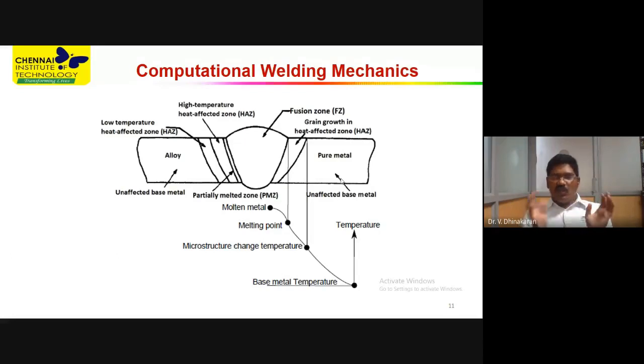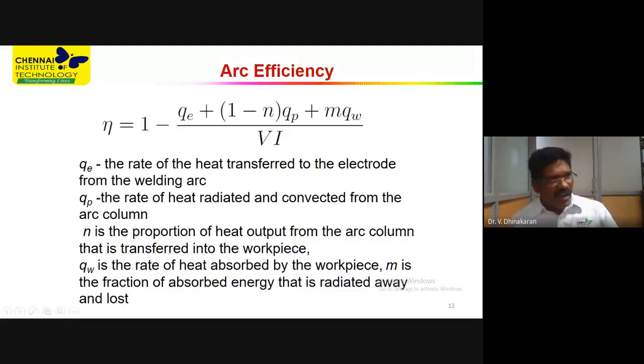Okay, so how can the governing equation be achieved? It is not an easy process to get the governing equation for a physical system. Only if you clearly understand the physical system or physical principles will you be able to convert the physical system into a governing equation. For that, you should clearly have the knowledge. Okay, so the arc efficiency.